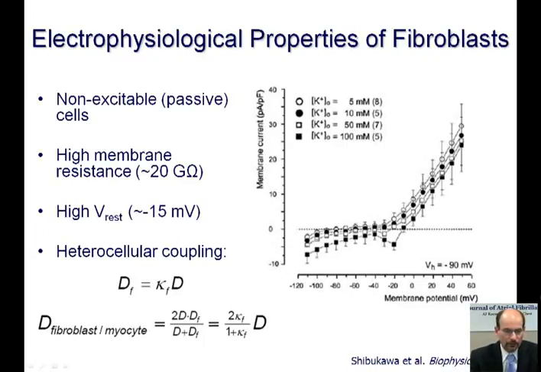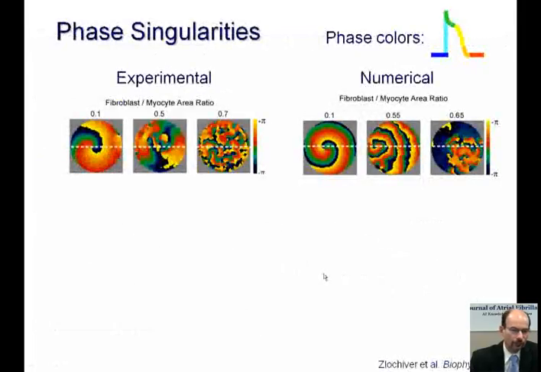The specific question we asked is what is the direct effect of changes in fibroblast density and coupling on patterns of electrical activity. Here we see on the left snapshots from movies taken from the monolayers, and on the right snapshots from movies from numerical simulations. The colors in those panels are coding for the phases of the action potentials. Therefore, where all colors converge is a site of wave break, or as we call it, phase singularity point.